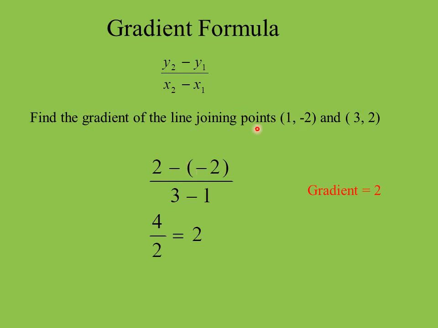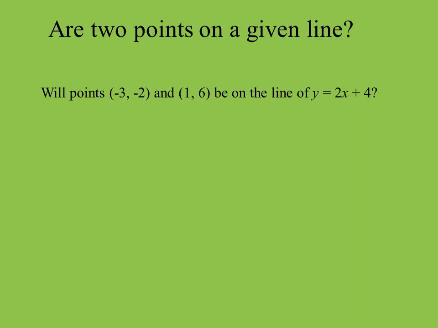So you can clearly see here that here is the second y coordinate, 2. Here is the first y coordinate, negative 2. X is 3, take away 1, simplifies down there. Terrific. Let's have a look at something else. You might be given some points and say, okay, are these coordinates on the line?